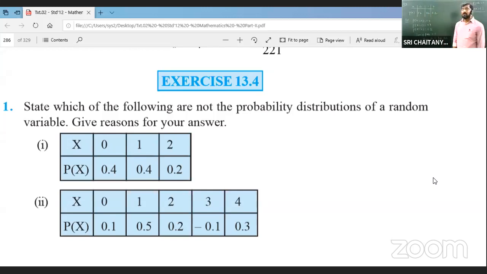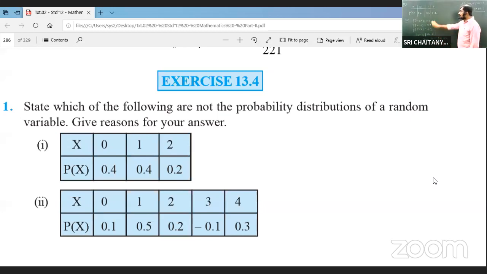I am repeating. Suppose the probability of 0 is 0.4. That means you should write like this: P of X equal to 0 is 0.4, P of X equal to 1 is 0.4, P of X equal to 2 is 0.2. Right? That means the probability of getting 0 is 0.4, the probability of getting 1 is 0.4, and the probability of getting 2 is 0.2.